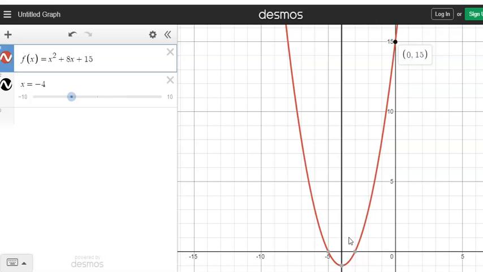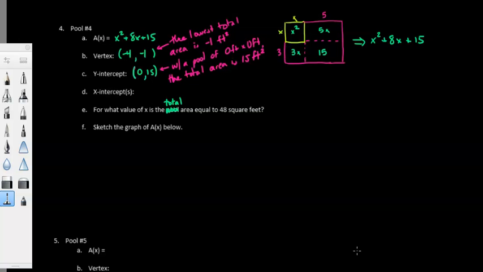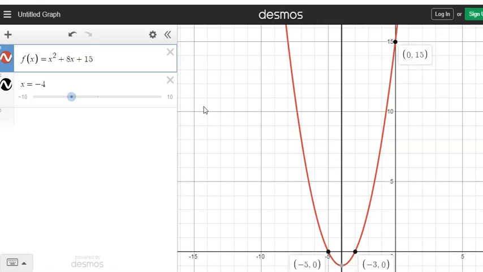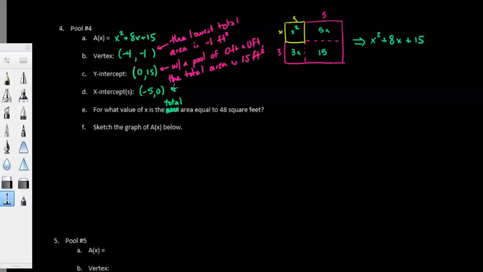So now let's talk about our x-intercepts. Let's go back to Desmos. We know that x-intercepts are the places where we're crossing the x-axis. So we can see one at -5, 0 and one at -3, 0. So this graph has two x-intercepts. So we're going to say our x-intercepts are -5, 0 and -3, 0.